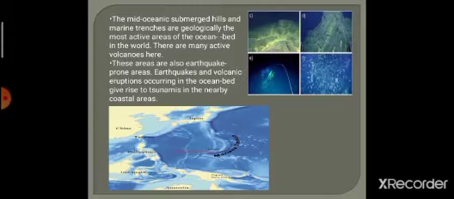The mid-oceanic submerged hills and marine trenches are geologically the most active areas of the ocean bed in the world. There are many active volcanoes here. These areas are also earthquake-prone. Earthquakes and volcanic eruptions occurring on the ocean bed give rise to tsunamis in the nearby coastal areas. What you can see in the first picture is a volcanic mountain or hill present in the trench as well.